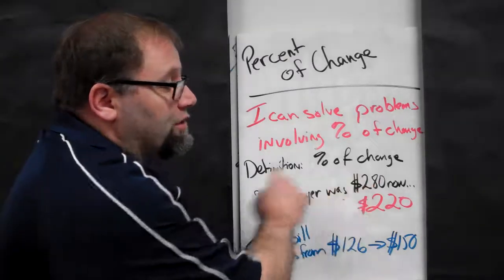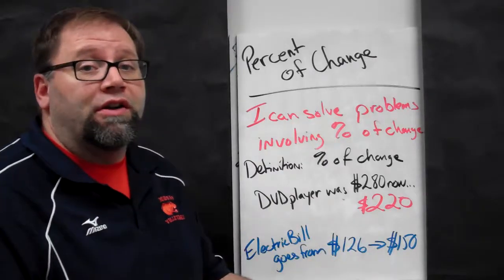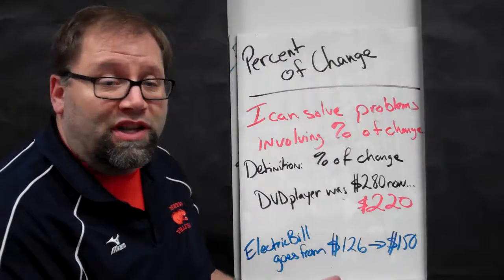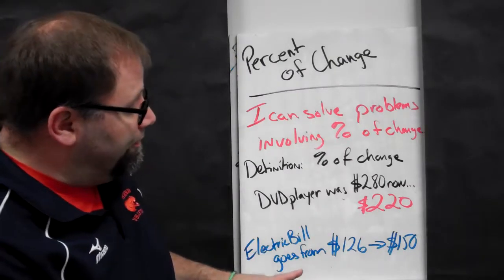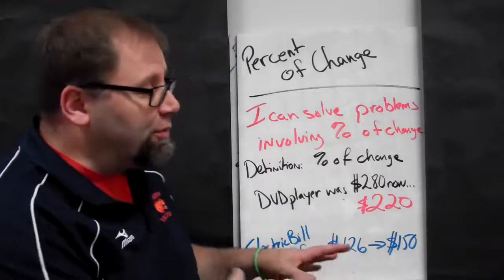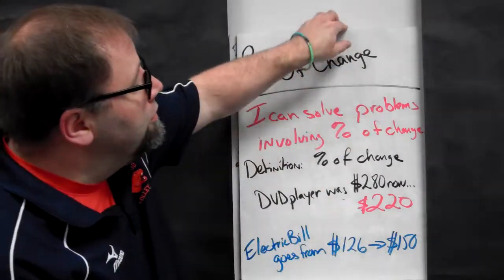A DVD player was $280. Now it's only $220. I would never buy a DVD player for $220. That's ridiculous. An electric bill goes from $126 to $150. So we're going to find the percent of change in both of those.